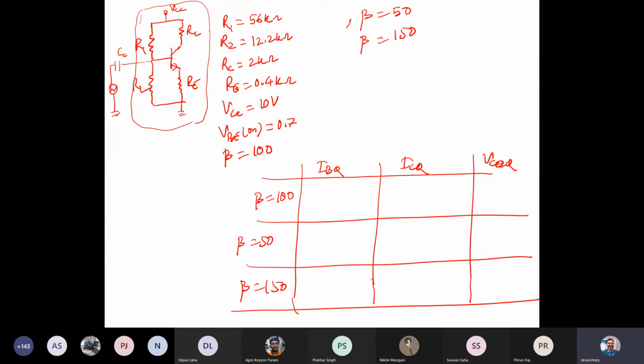So try out this example. Quickly fill up this table. Some have problems with this.